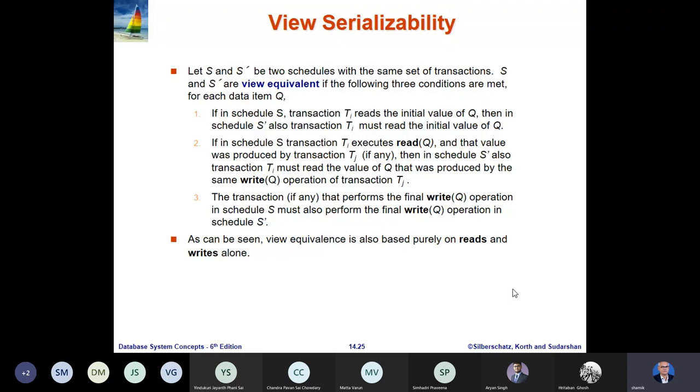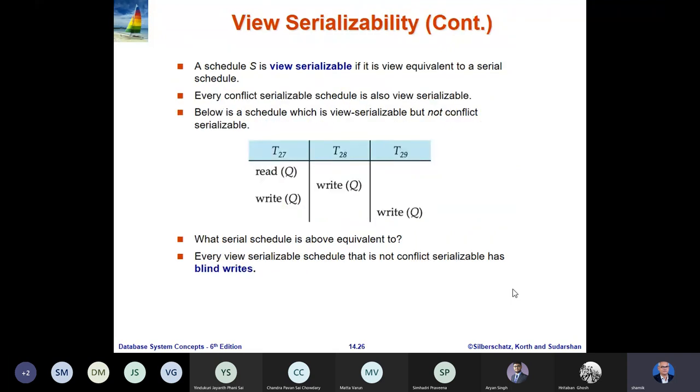Let me first take this example. Here we can obviously see that it is not conflict serializable. Why? Because this write Q of T28, you can neither move above T27 nor below T27. So that means that T27 and T28 cannot be serialized anyway, so the rest of T29 also does not come into play. So this is not conflict serializable.